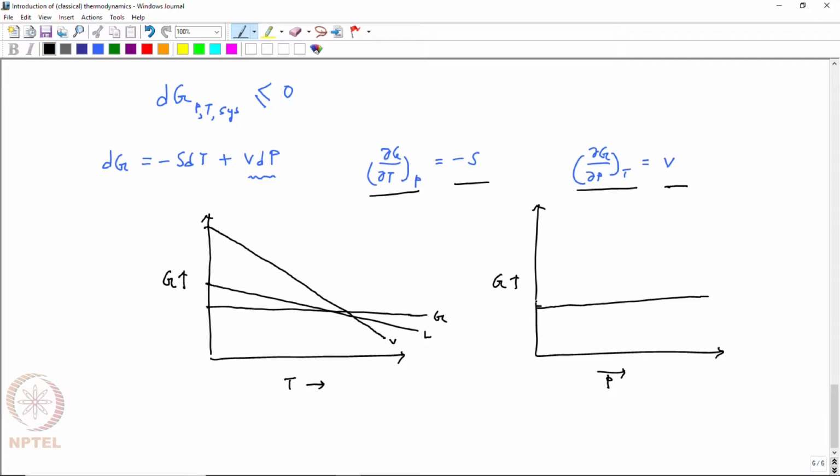For liquid, it will be a little bit increasing, a little bit more than solid, but again liquids are less compressible, so the volume will not change much. For gas, it will keep on increasing. Now the question is how it will increase.